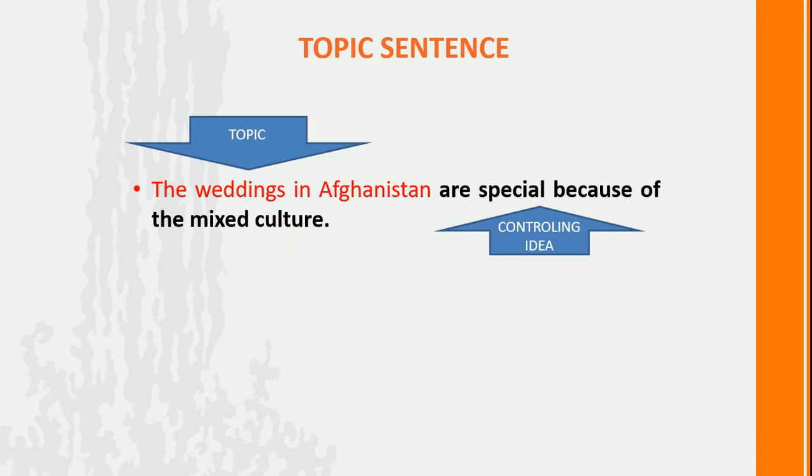Now, what is special? The weddings. If you pay attention to this sentence, the part of the sentence that talks about the topic is called the controlling idea. This will be the first sentence, the topic sentence, and then you write the supporting sentences so that the question of how weddings in Afghanistan are special will be answered. Right? Now, this is an example.